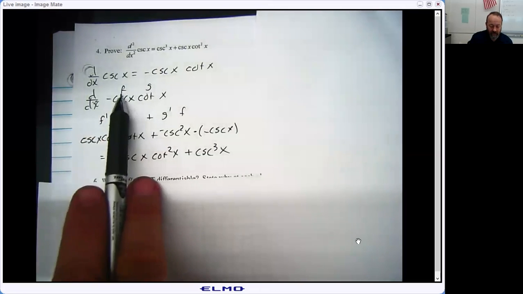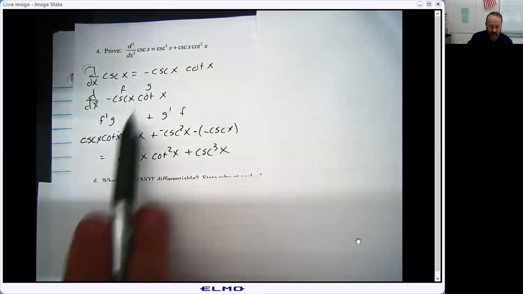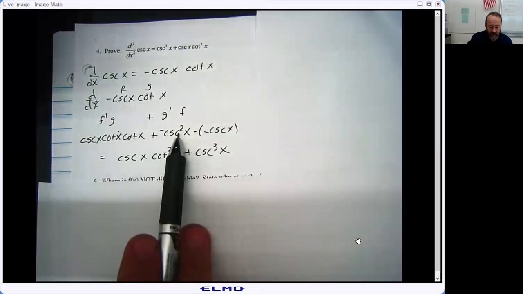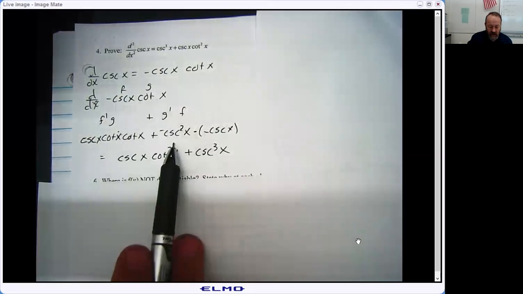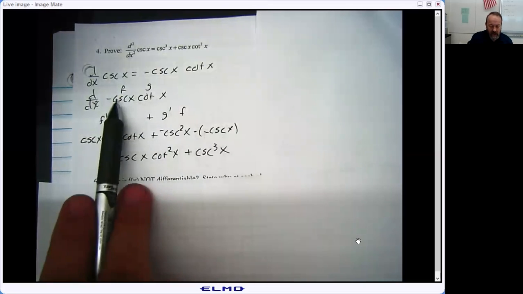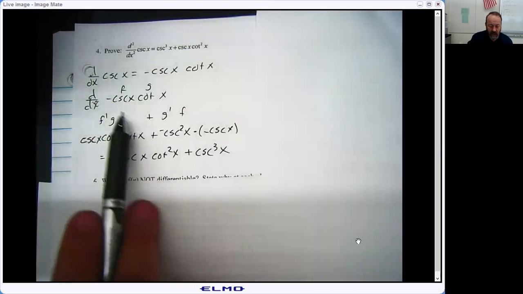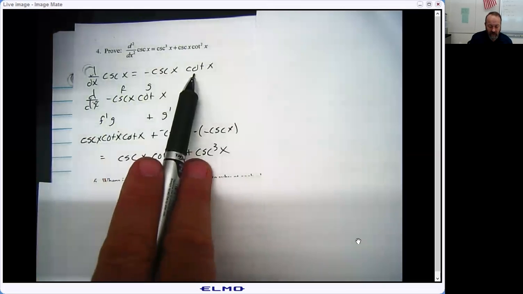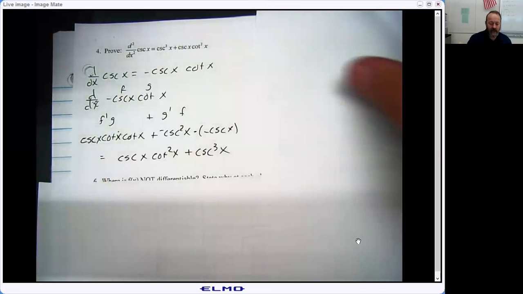Derivative of f is right here times g, and notice there's a double negative, plus the derivative of the cotangent times the first. So you want to remember the derivative of cosecant is negative cosecant cotangent, and the derivative of cotangent is negative cosecant squared. Try to say that 2 times fast.